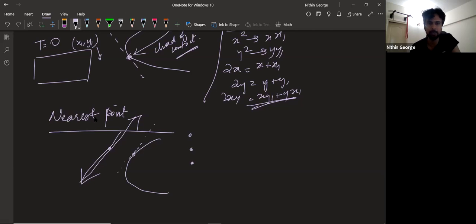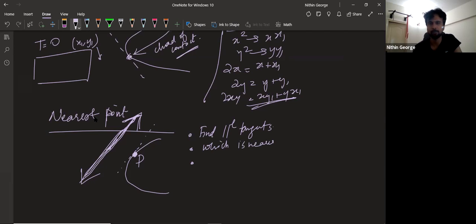The idea here is that the nearest point will have its tangent parallel to the reference line. Find the parallel tangent. There will be a maximum of two tangents, and this is true for ellipse and hyperbola also. Which is nearer, you have to figure out. You'll get two parallel lines, and you figure out which of the two is closest to the line. Then you pick the right one.